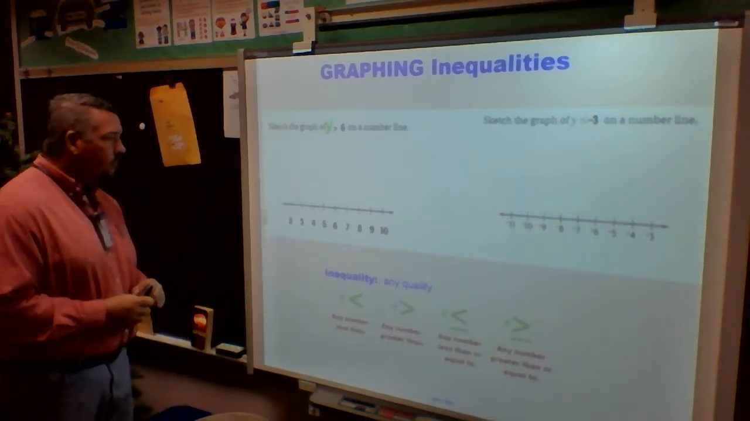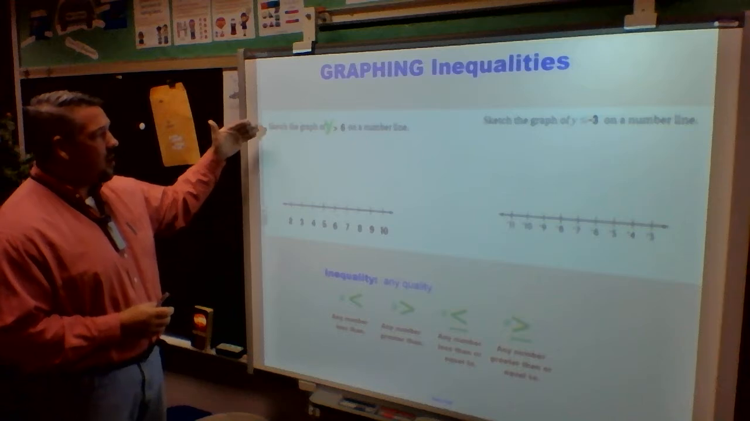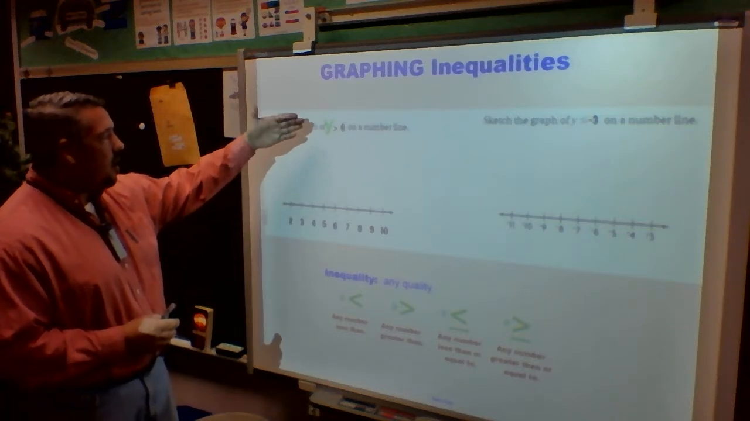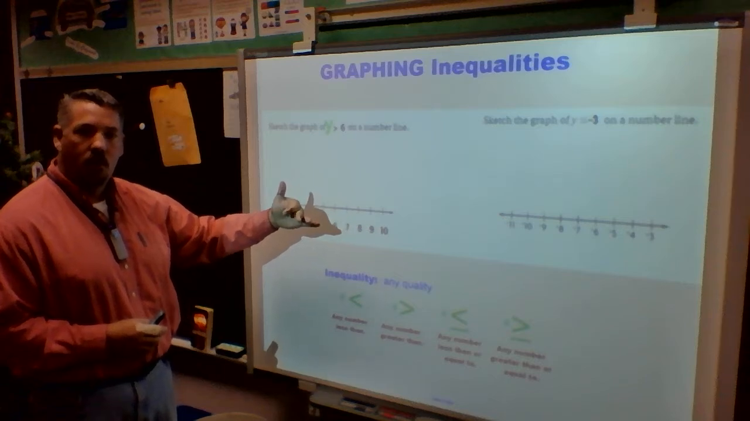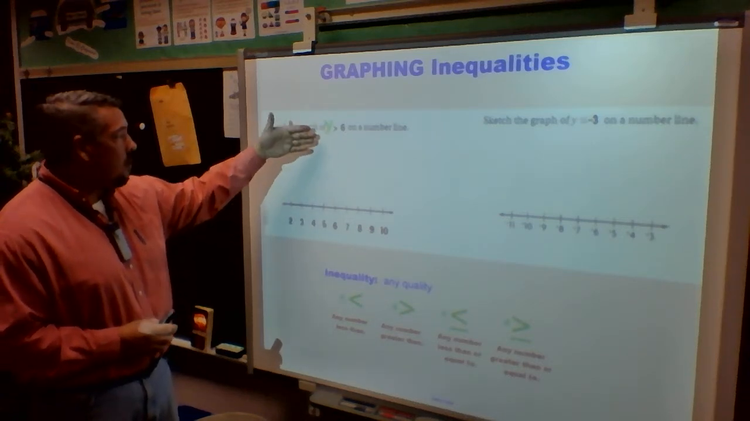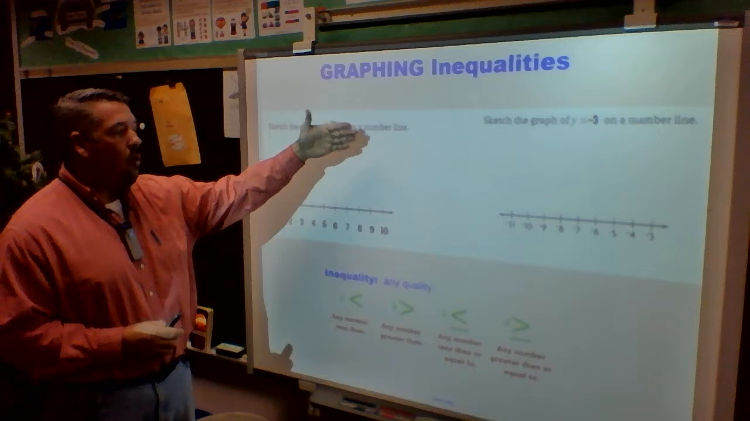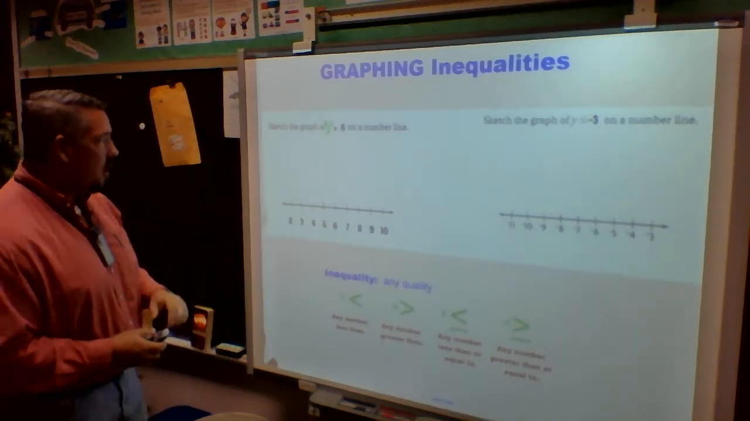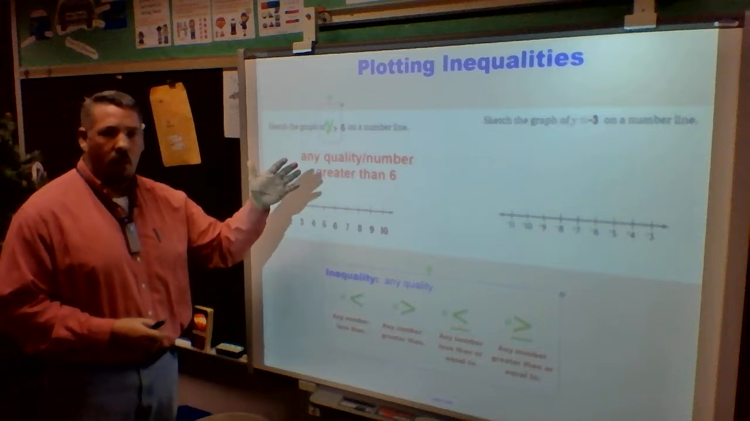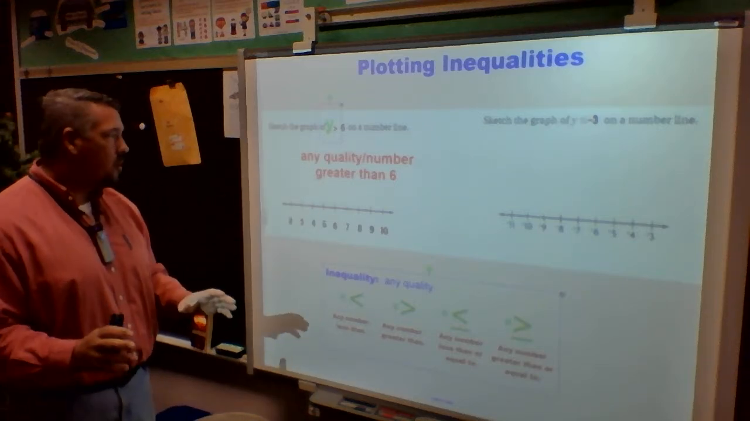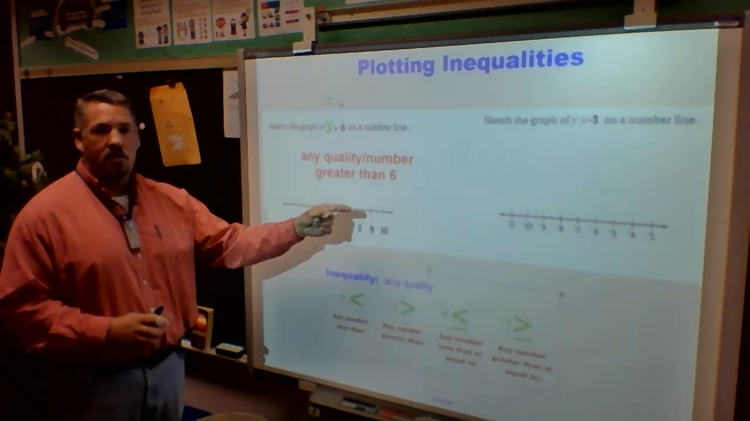So when I'm looking at this, it says to sketch the graph of y, with arrows not pointing to it. So what's that mean? But y has to be greater, right? Greater than 6 on a number line. So when I look at what it's saying, y is an inequality, any number that can be used that is going to be greater than 6.